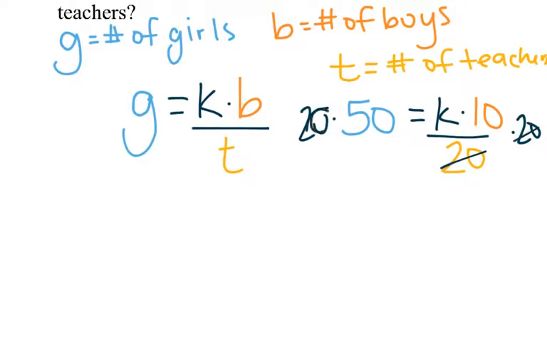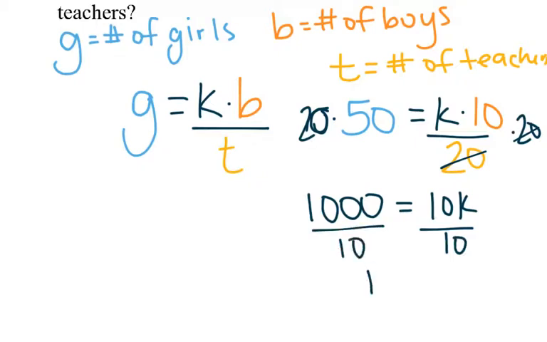So what I have, I know you can't read that, is 20 times 50 equals K times 10, which is 10K. To get rid of the 10, I need to divide. So K actually equals 100. Now that I know this, I'm going to put 100 in for K.